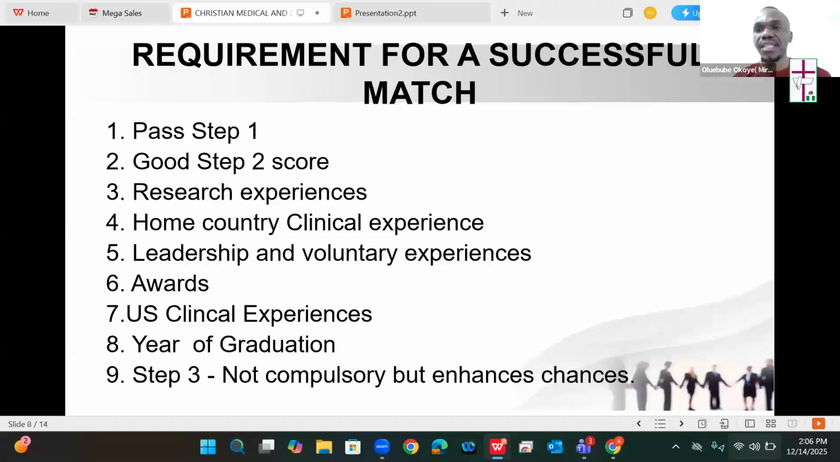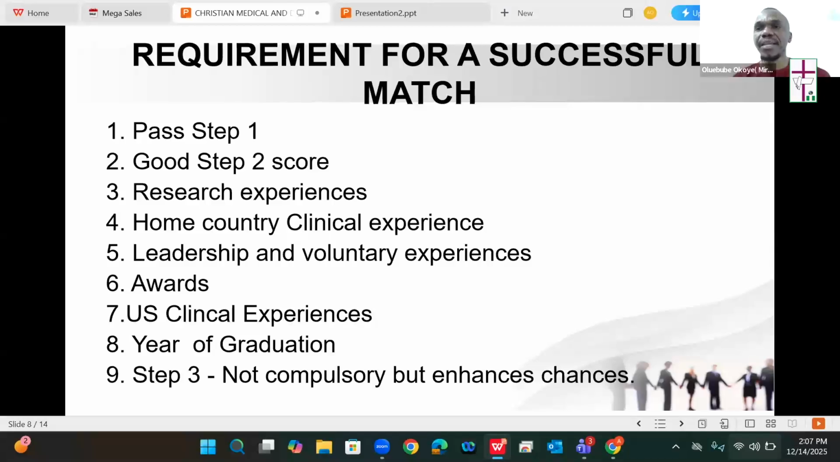So if you have some research you've published, some poster presentations, some things you've done, it really goes a long way in helping. Then the next thing is home country clinical experience. It's not compulsory, but it also helps that you have a little clinical experience in your home country. Then the next thing is your leadership and voluntary activities.